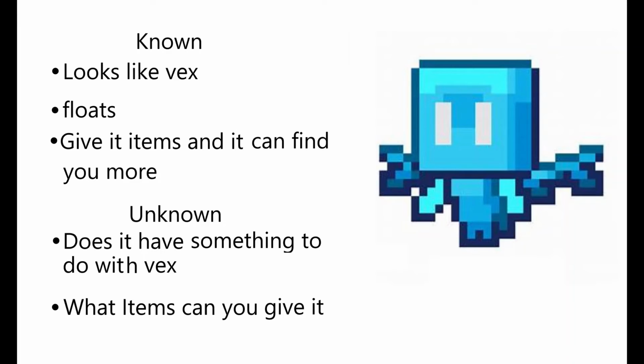Okay, so the next mob is the Allay. I don't know how to pronounce this one, but it kind of looks like a Vex. And it floats, flies around, and if you give it items, it'll try to find more for you and place it on the nearest note block. What we don't know about it: does it have anything to do with the Vex? Because it has a very similar appearance to the Vex.